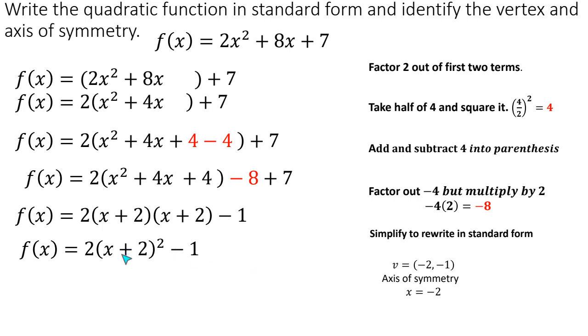The vertex is represented by the number in the parentheses. So if you have a plus 2, we use a negative 2. And then the outside constant is negative 1. So that's going to be your vertex. The axis of symmetry is always going to be the x coordinate of the vertex. In this case, x equals negative 2.